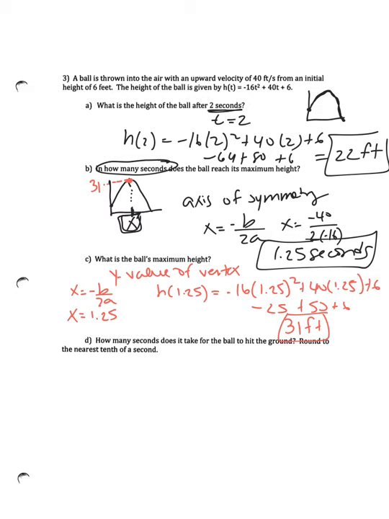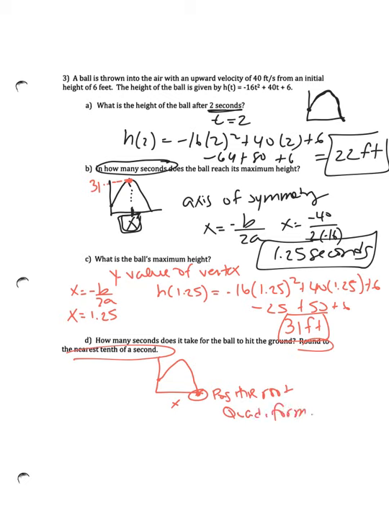D, how many seconds does it take for the ball to hit the ground? Round to the nearest tenth of a second. So how many seconds does it take for the ball to hit the ground is asking you to find this x value. How many seconds does it take for the ball to get to a height of 0? That's the positive root. And they're telling you to round to the nearest tenth. That means I can't factor it. That means I'm going to use the quadratic formula.